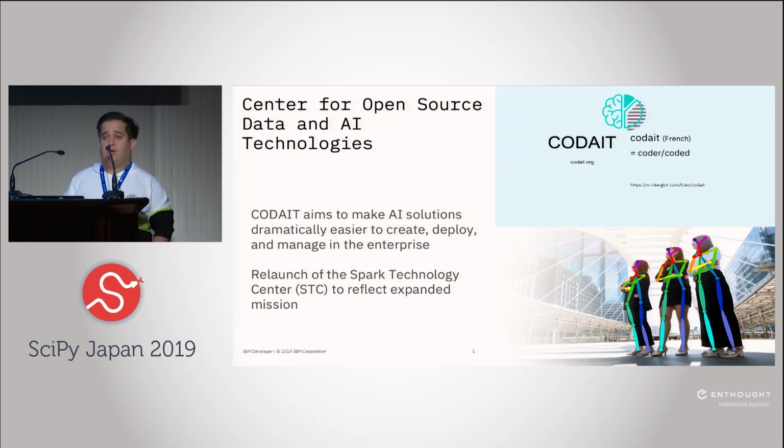As for the group that I work in, CODE, Center for Open Source Data and AI Technologies, is a group that does 100% of its contributions into open source. So all the things that we do here are open source. We work directly with the community. For data, we work with Spark and related projects. For AI, we contribute to TensorFlow and others. We also do AI platforms such as Fiddle, which is Fabric for Deep Learning, and also a lot of contributions into the Jupyter organization.